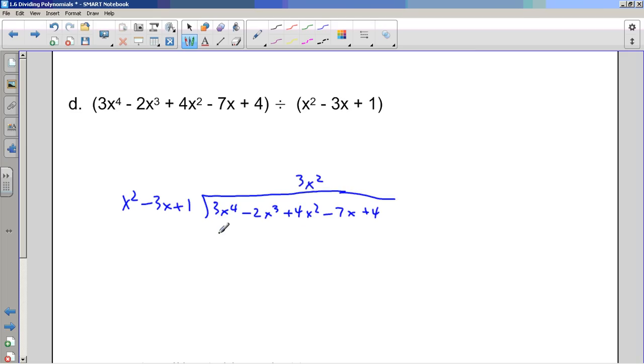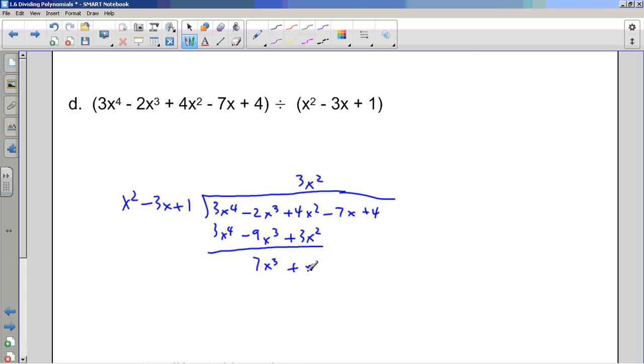3x squared times x squared is 3x to the exponent 4, and that's exactly what we planned, right? And the rest of the ones probably won't work out, and they don't. 3 times minus 3 is negative 9x cubed. 3x squared times 1 is 3x. And see, when I subtract now, that one's gone, but I'm going to have 2 terms left over. That's still smaller than what I'm dividing by, though, so I'm not too worried or scared.